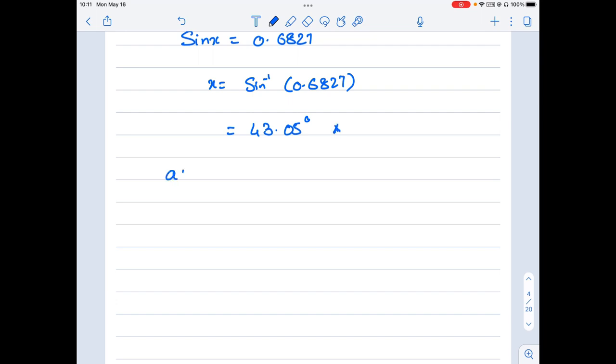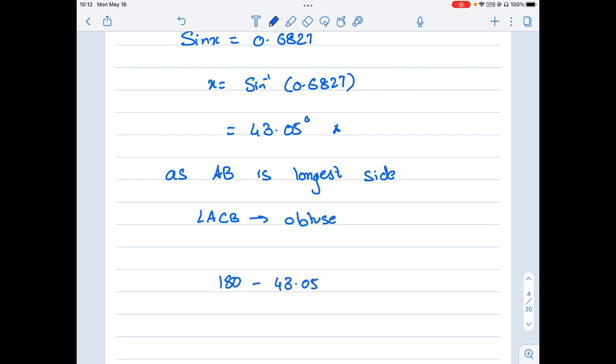So as AB is the longest side, angle ACB has to be nothing but what? An obtuse angle. If it is an obtuse angle, 180 minus 43.05 is going to be 136.95 degrees. That's going to be the answer.